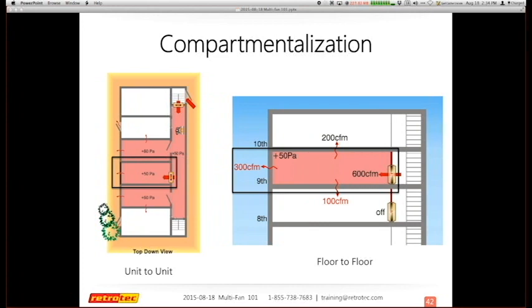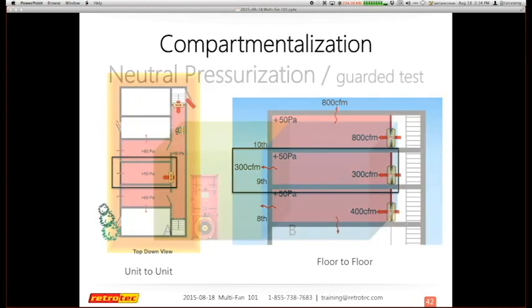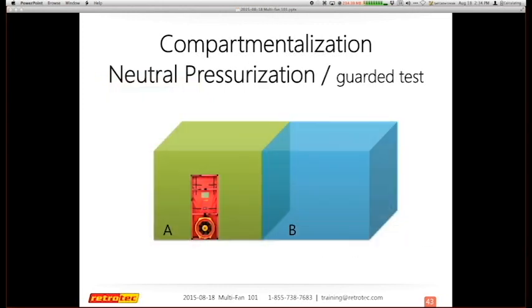So on the left, in order to test the center unit, my goal is to test the stairwell or the hallway and test the units on each side. And on the right, I have a floor-to-floor plan. So my goal is to be able to test the floor above or below. We're going to assume that the stairwell is open to the outside as part of that scenario. So the next set of slides, this could be a unit to unit, but it also could be a floor-to-floor scenario.